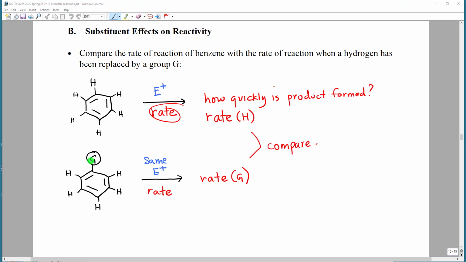So this could be an alkyl group like methyl. It could be a halogen. It could be a nitro group. There's a number of different groups that it could be. We're going to use the symbol G in a circle to represent that substituent group. We're going to use the same electrophile, measure the reaction rate, and we would call this the rate with that substituent. And what we want to do is compare. How is the rate with the substituent when compared with the rate of the hydrogen of benzene itself?